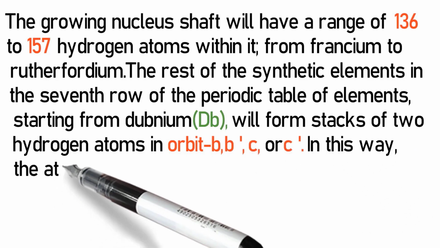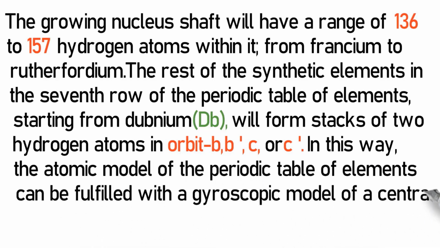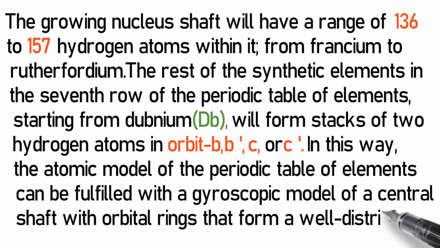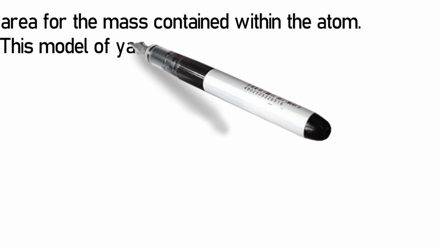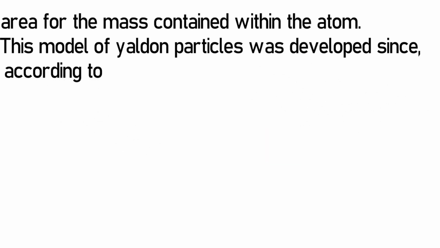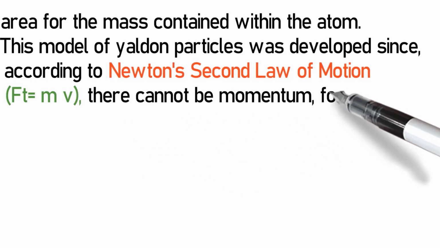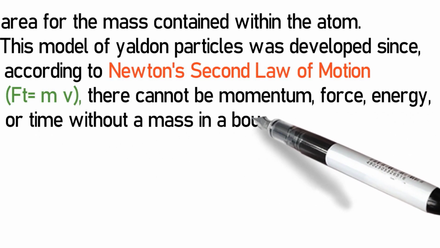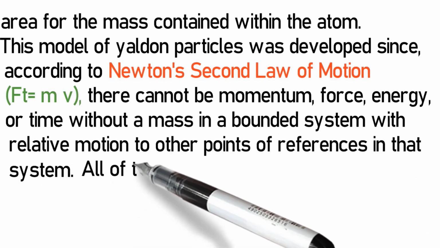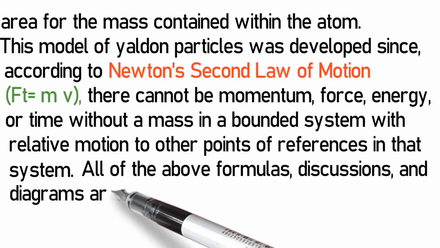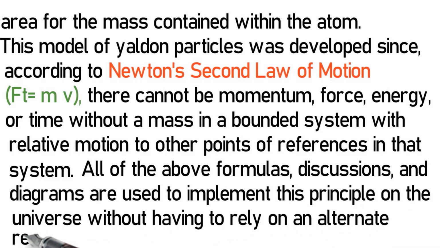In this way, the atomic model of the periodic table of elements can be fulfilled with a gyrocentric model of a central rotating shaft with orbital rings that form a well-distributed area for the mass contained within the atom. This model of Yaldon particles was developed since, according to Newton's second law of motion, Ft equals mv, there cannot be momentum, force, energy, or time without a mass in a bounded system with relative motion to other points of reference in that system. All of the above formulas, discussions, and diagrams are used to implement this principle on the atomic scale of the universe without having to rely on an alternate reality.